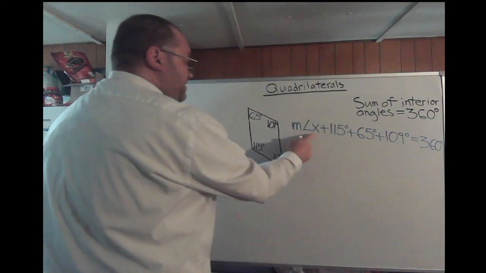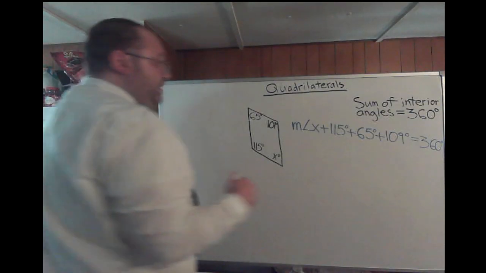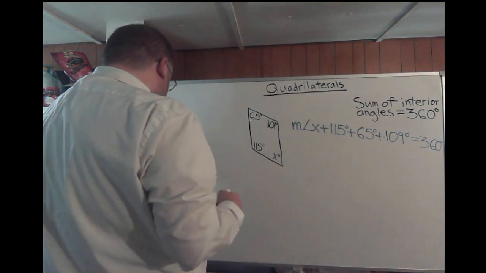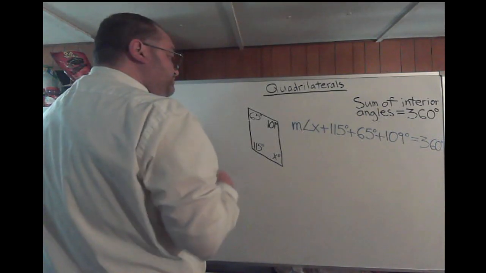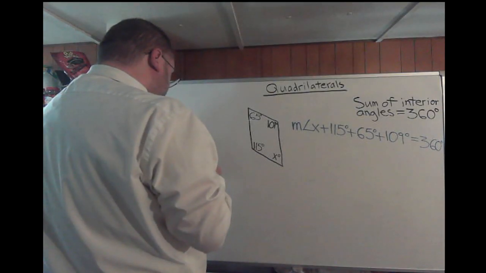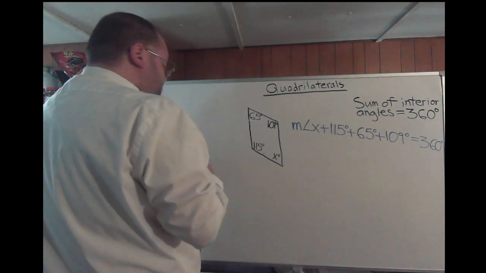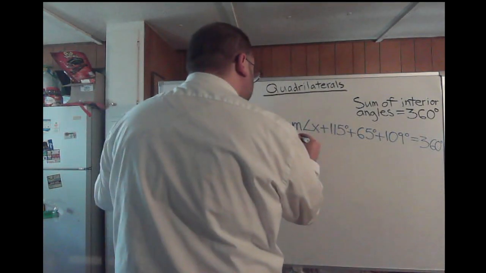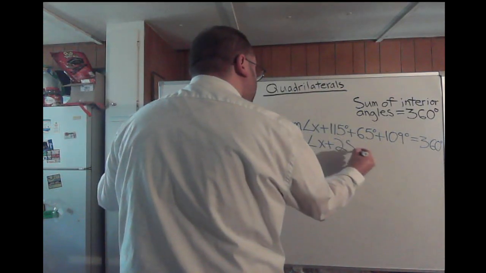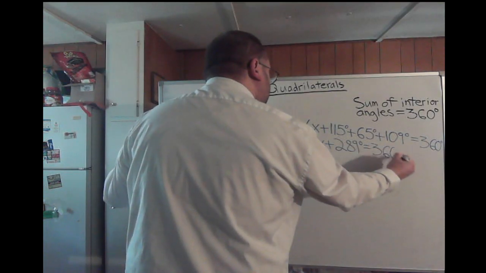You'll treat your measure of angle x like a variable. So first thing I would do, add up your 115 plus 65 plus 109, which I'm going to bust out my calculator for. So let's see. 115 plus 65 plus 109, that comes to 289. So you'll get the measure of angle x plus 289 degrees is equal to 360 degrees.